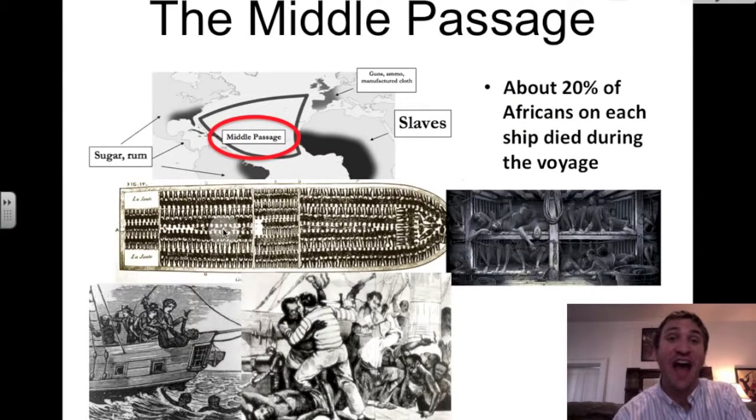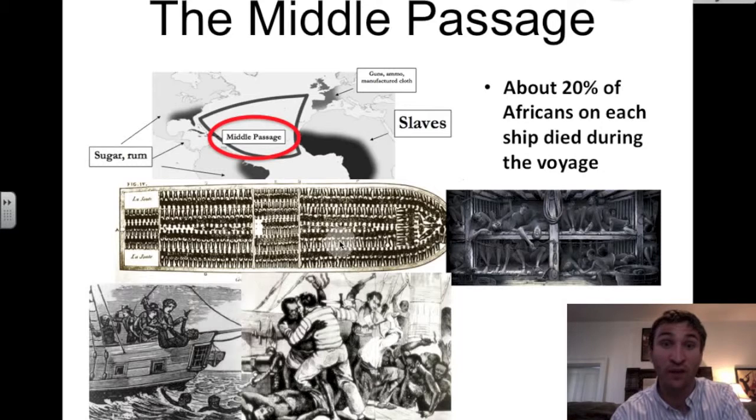The Middle Passage, as we said, was the leg of the triangular trade routes that deals with the forced transfer of slaves from Africa across the Atlantic Ocean to the Americas. And about 20% of Africans die on each ship during the voyage. Each slave ship had about 20% of Africans die. That's a staggering figure. And you see a sketch of a slave ship and the inhumane way that slaves were packed in the lower level of these slave ships.